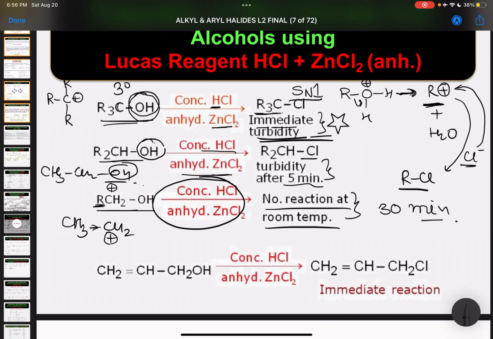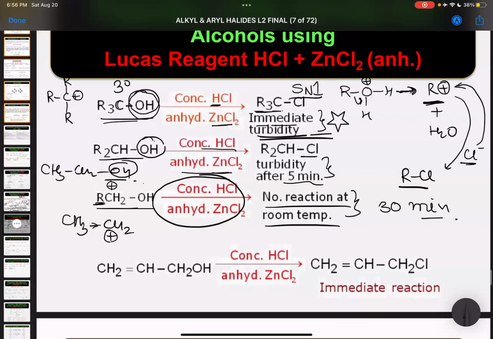If the turbidity appears instantly, it means the reaction is very quick, the alcohol is reacting very quickly and giving the alkyl halide, so the alcohol must be a tertiary alcohol with 3 alkyl groups, because those 3 alkyl groups can form a stable carbocation. If you have a secondary alcohol, in which the carbon connected to OH is connected to 2 alkyl groups, then it will react at an intermediate rate, in between primary and tertiary.